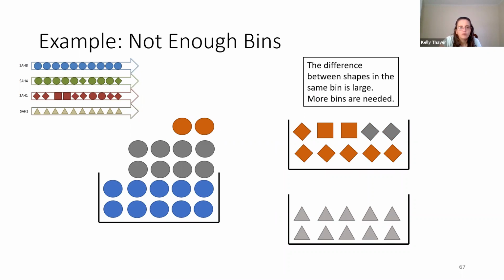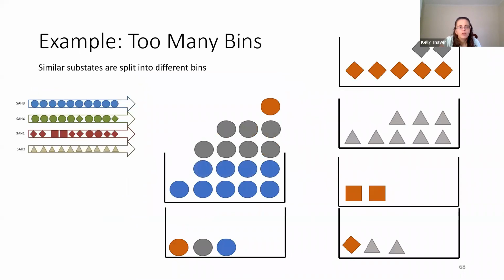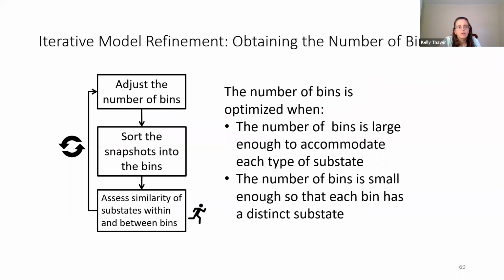If we do not have enough bins, the problem is that the difference between the shapes in the same bin is too large, so we would need more bins. If we had too many bins, we would have similar substates being split into different bins. The distance between these snapshots and these snapshots is very similar, so they should be recombined. This suggests some iterative model refinement that can be done.